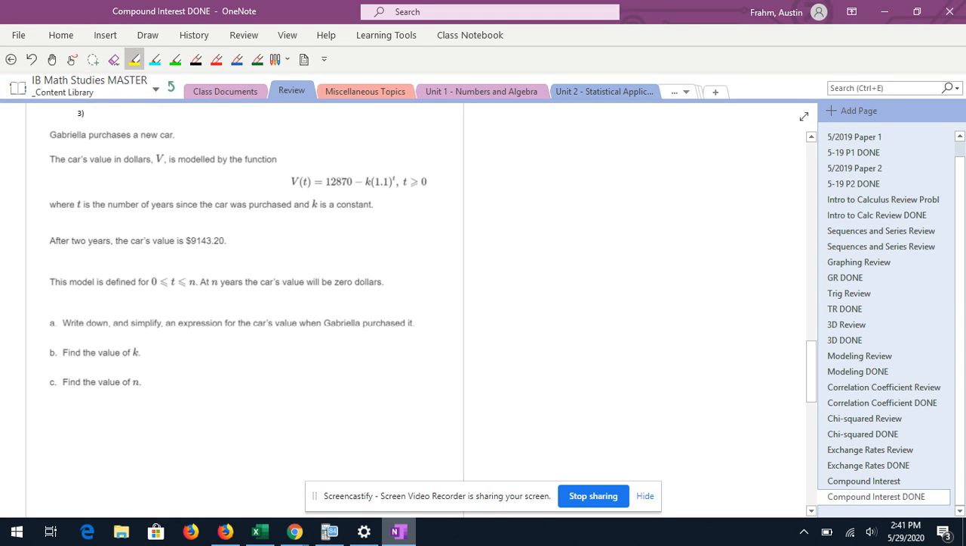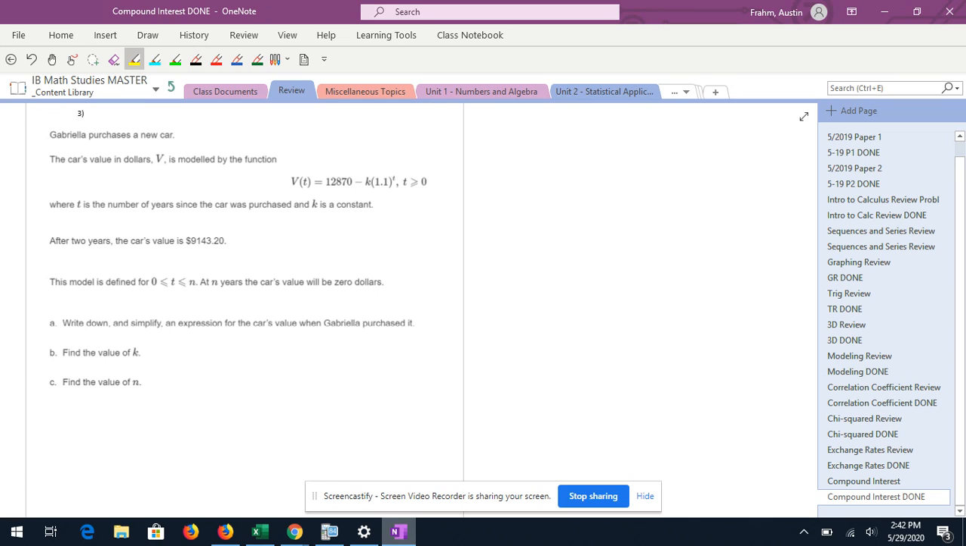Okay, for example 3, Gabriella purchases a new car. The car's value in dollars V is modeled by the function V of t equals 12,870 minus k times 1.1 to the t power, where t has to be greater than or equal to 0. T represents the number of years since the car was purchased, and k is a constant. After 2 years, the car's value is $9,143.20. This model is defined for 0 less than or equal to t, which is less than or equal to n. At n years, the car value will be $0.